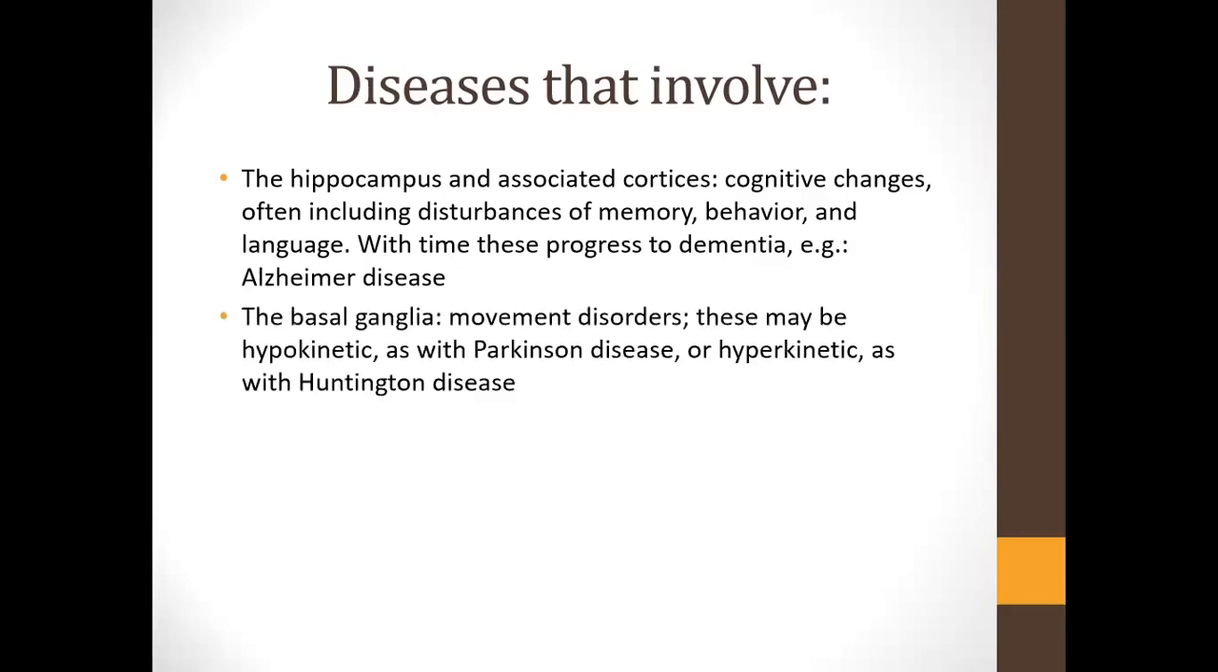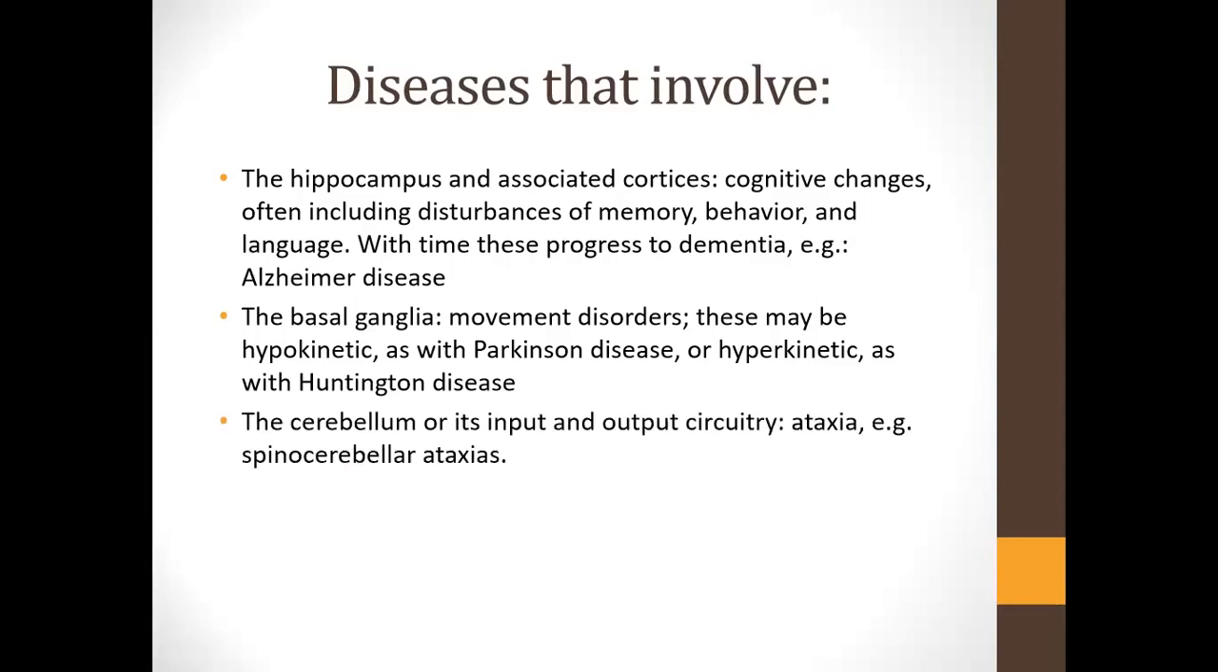If the disease involves the basal ganglia, the patient will present with movement disorders. These may be hypokinetic as seen with Parkinson's disease or hyperkinetic as seen with Huntington's disease. If the disease involves the cerebellum or its input or output circuits, the patient will present with ataxia, as seen in spinocerebellar ataxias. And if degeneration involves the motor system, the disease is typically known as ALS.